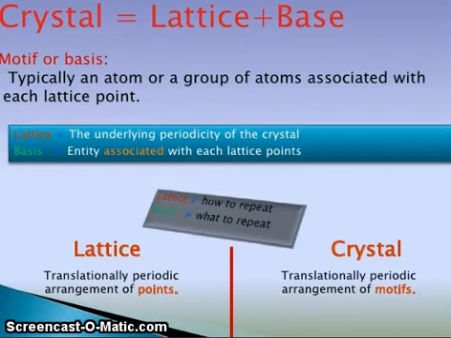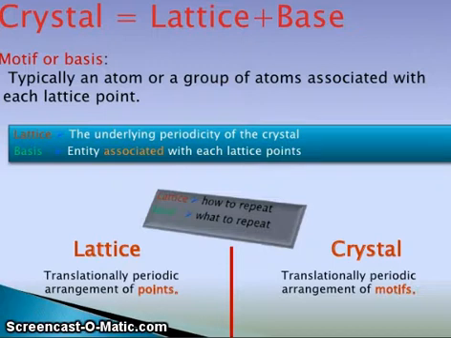So crystal is equal to lattice plus basis. Motif or basis, typically an atom or a group of atoms associated with each lattice point. Lattice, the underlying periodicity of the crystal. Basis, entity associated with each lattice point. So lattice is how to repeat and basis is what to repeat.